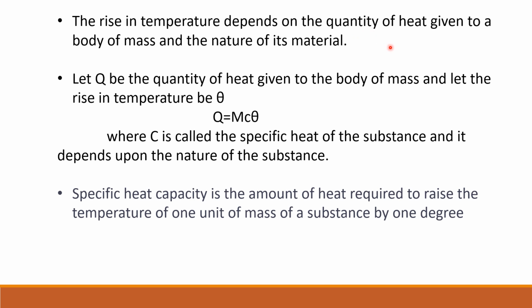The specific heat is not a constant. So rise in temperature depends on the quantity of heat given to a body of mass and the nature of its material. Rise in temperature is not constant, which depends on mass and nature of its material. Let Q be the quantity of heat given to the body of mass m and let rise in temperature be theta. Q equals m c theta, where m is the mass of the material, c is the specific heat of the material, theta is the rise in temperature, and Q is the heat given to the material. Specific heat of a substance is not constant. It depends on the nature of the substance.